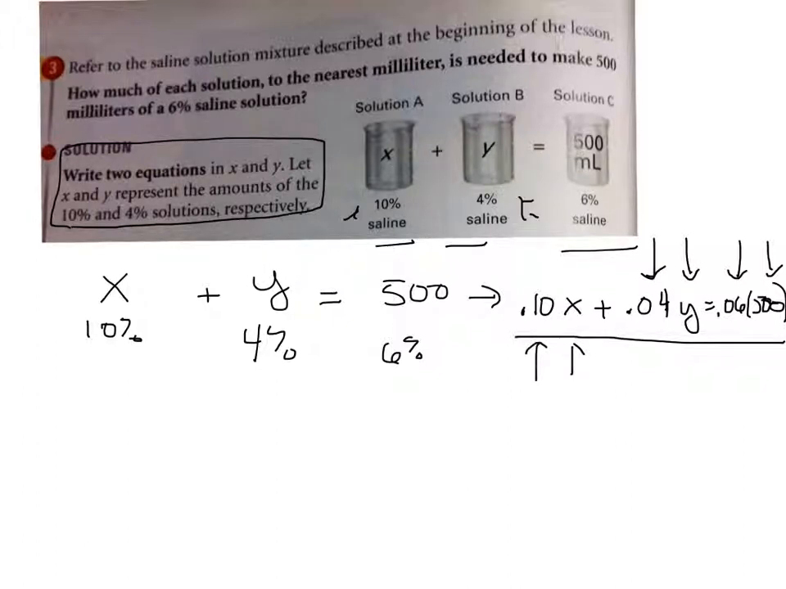But I need also the total volume, and the total volume is going to be our x and y variables. And so the second equation is going to be x plus y is equal to 500. So the first one represents our percentages, and the second one represents our volume. And so now we can get the percent mixture associated with the volume.